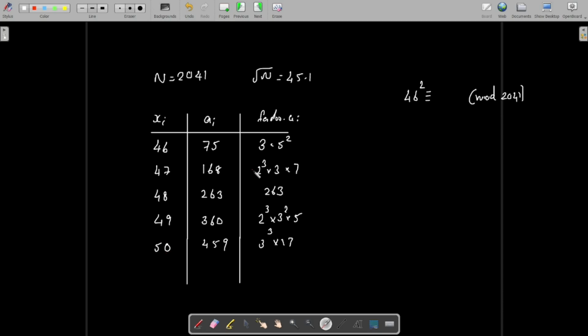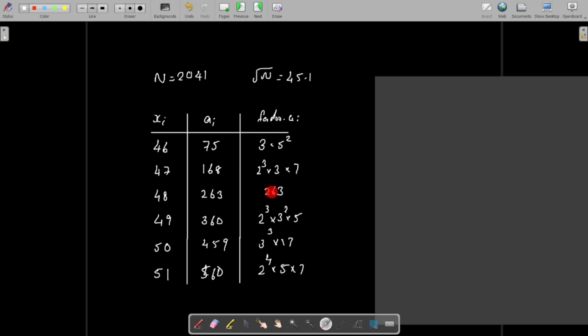Our aim is to find some ai from this list such that the product becomes a square. So if I choose these two ai's, what happens? This is 3 into 3, it becomes 3 square, there is no problem. Then 2 cube here, so the product is actually not a square. So I have to choose some more rows to make this a square.